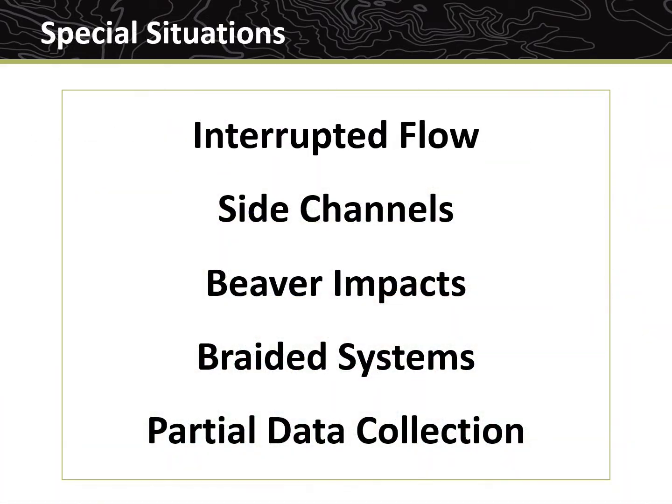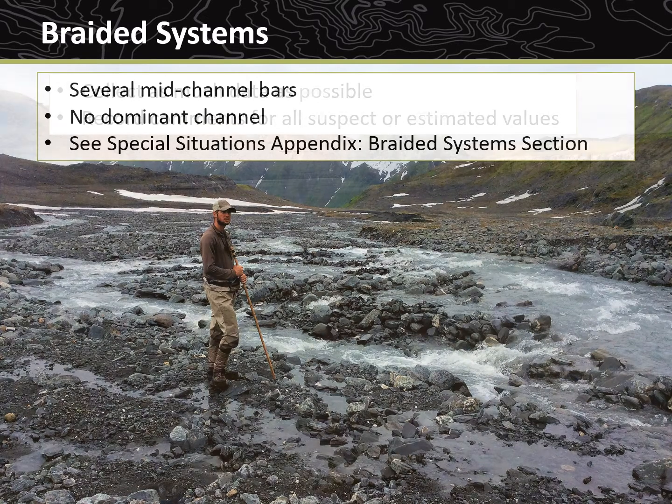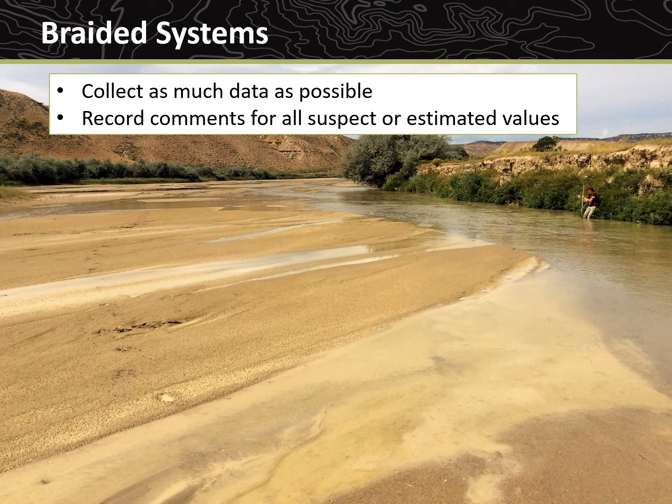The next special situation covered in this video is braided systems. Braided reaches typically demonstrate two unique traits. They possess several mid-channel bars below bankful and often do not have a dominant channel. This can make sampling somewhat challenging. The special considerations that one must make in these systems are located in the Braided Systems section of the Special Situation Appendix. In general, as much data as possible should be taken in braided systems at all transects. Record comments for all suspect or estimated values.